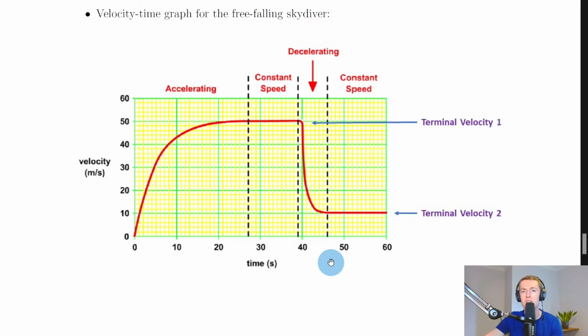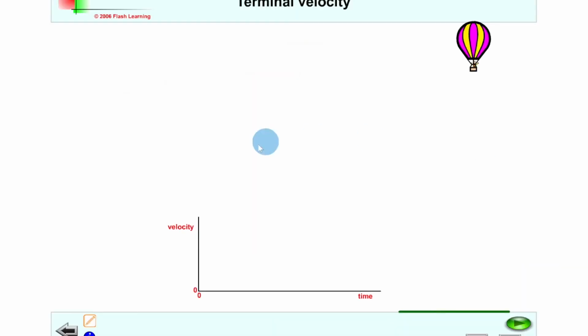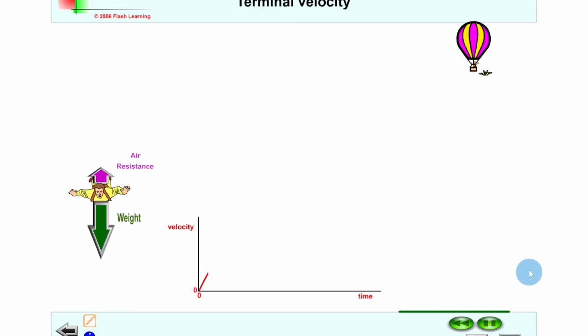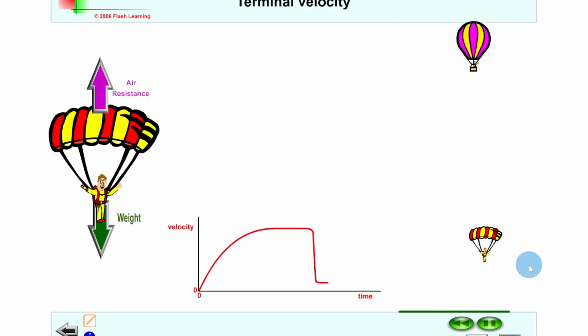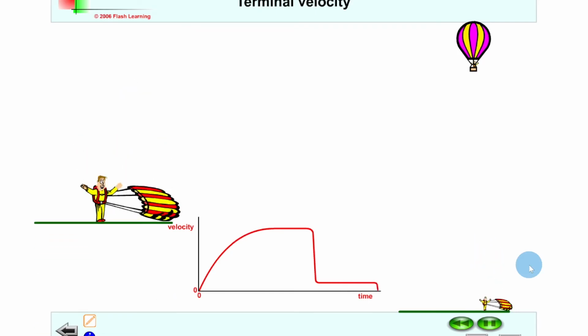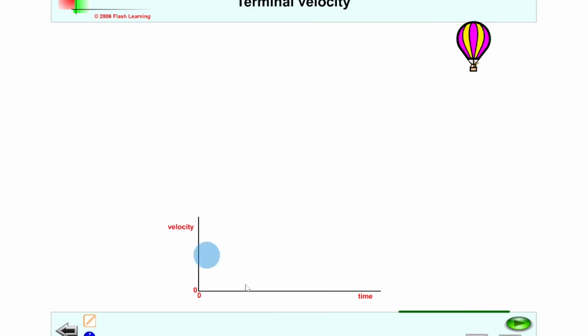Lastly, I'll just show you a quick simulation to help you visualize this. So if you have a look here, we've got a skydiver that's actually in a hot air balloon this time, and we've also got a velocity time graph shown here. So we're going to see how the velocity time graph is traced out as we look at the motion of the skydiver. So I'll just click play to show you all the way through, and then we'll break it down into parts. So let's start that again and look at each stage in turn.